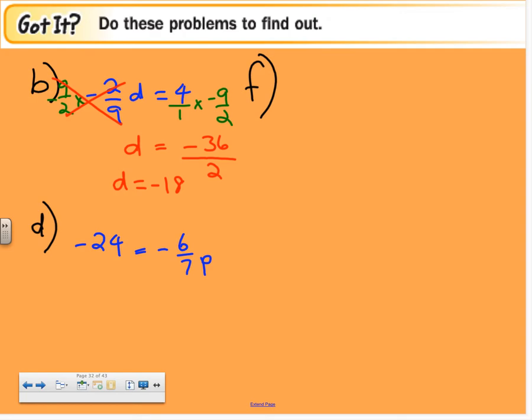Who can tell me what my coefficient is? Cedric. -6 over 7 is in front of the P, right? So that's my coefficient. What is the multiplicative inverse of that? Stephanie. Very good, -7 over 6. So I'm going to multiply -7 over 6 on this side and on this side.